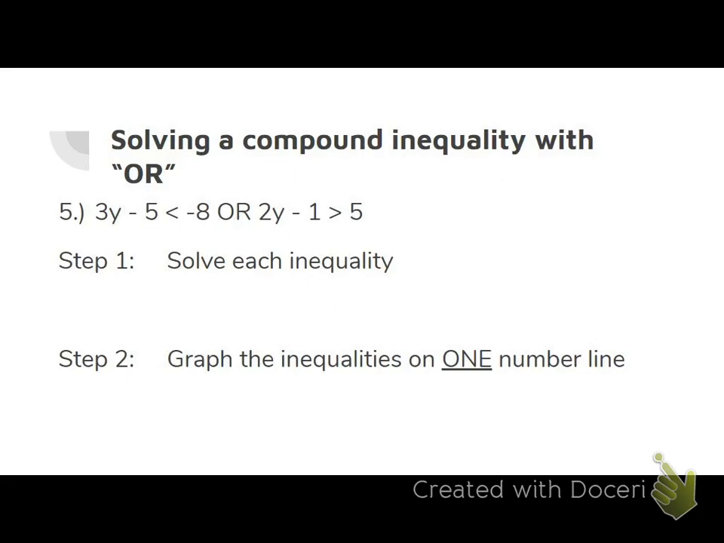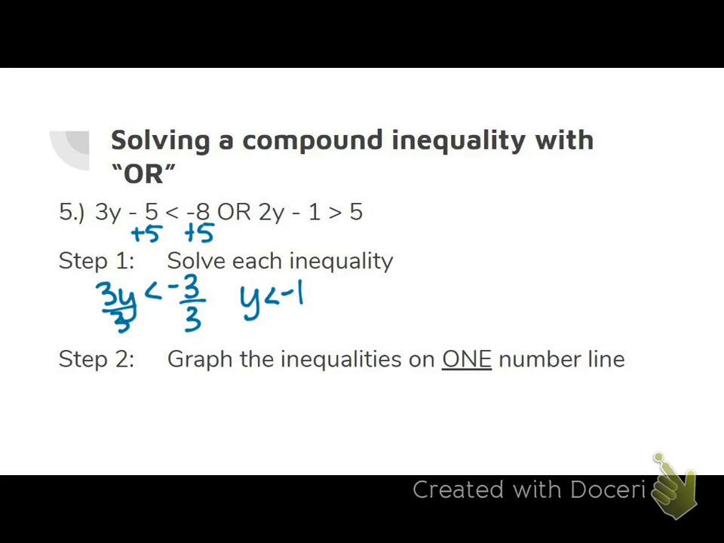So if we take the first inequality, 3y minus 5 less than negative 8, what would I do to solve? Add 5 on both sides. 3y is less than negative 3, and then we divide by 3. We get y is less than negative 1.